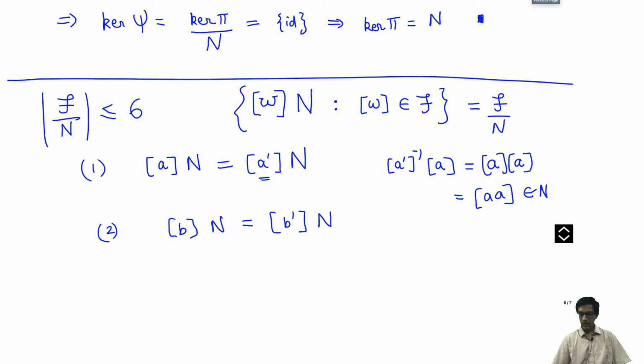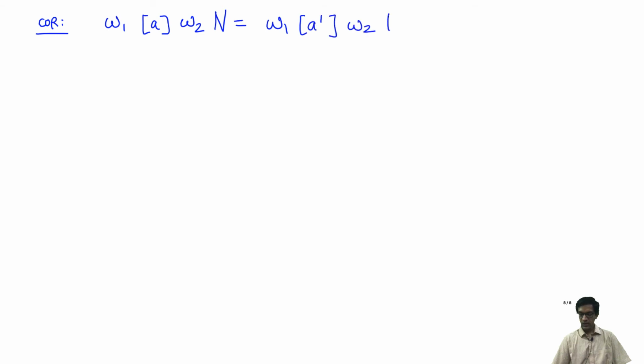Okay, so now let's look at how that's going to be used in our case. So I have a and a prime have the same coset. So what that means is, if I hit a on the left by any word and on the right by some word, that is in the same coset as the corresponding operation to a prime. Okay, so here's our corollary to our situation. So I take a word w1 a w2, its coset is the same as w1 a prime w2, and this is true for all words w1, w2.